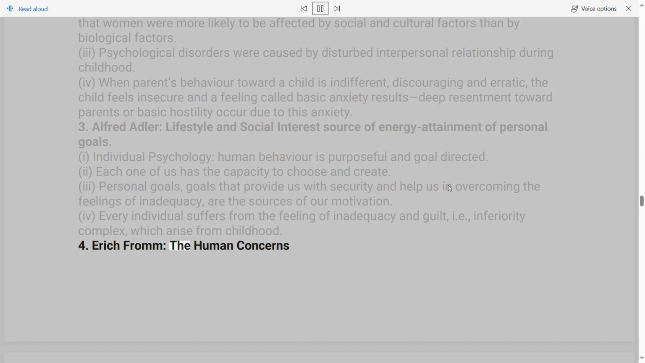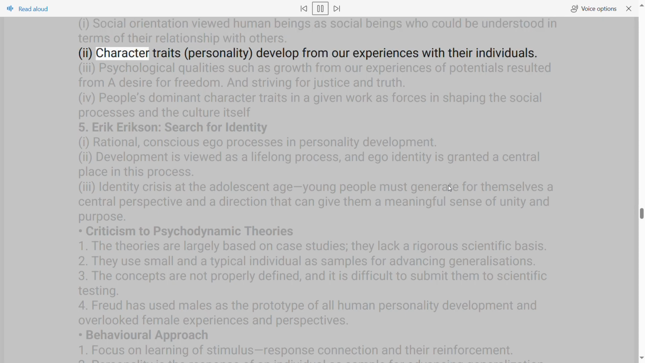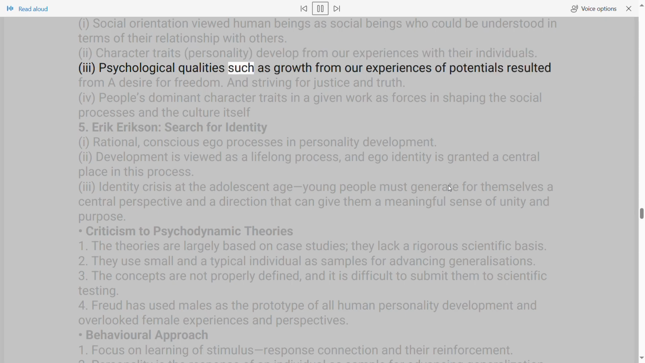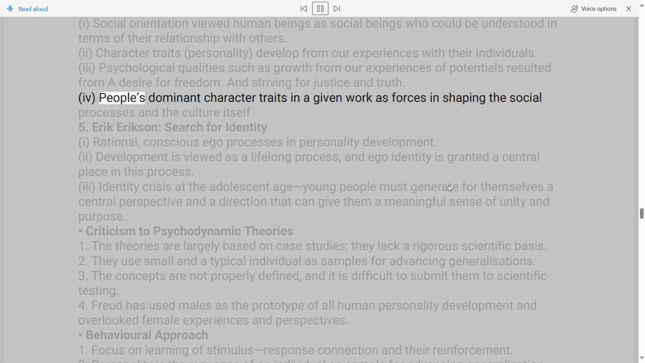4. Erich Fromm, the human concerns. 1. Social orientation: viewed human beings as social beings who could be understood in terms of their relationship with others. 2. Character traits, or personality, develop from our experiences with other individuals. 3. Psychological qualities, such as growth from our experiences, of potentials resulted from a desire for freedom and striving for justice and truth. 4. People's dominant character traits in a given work act as forces in shaping the social processes and the culture itself.